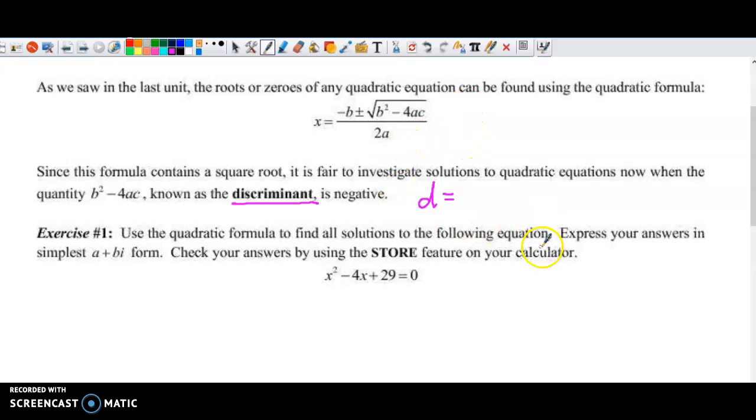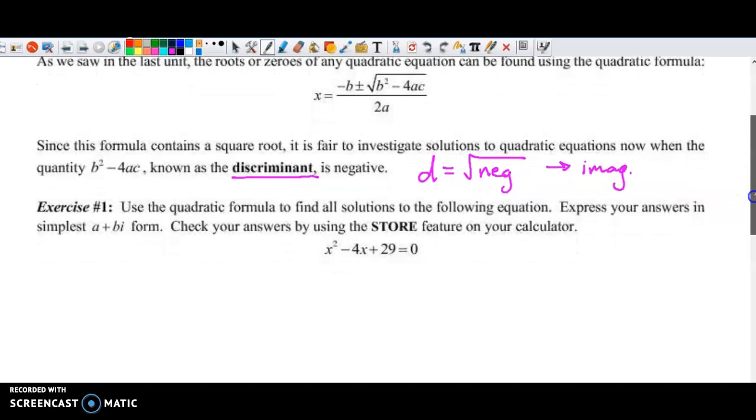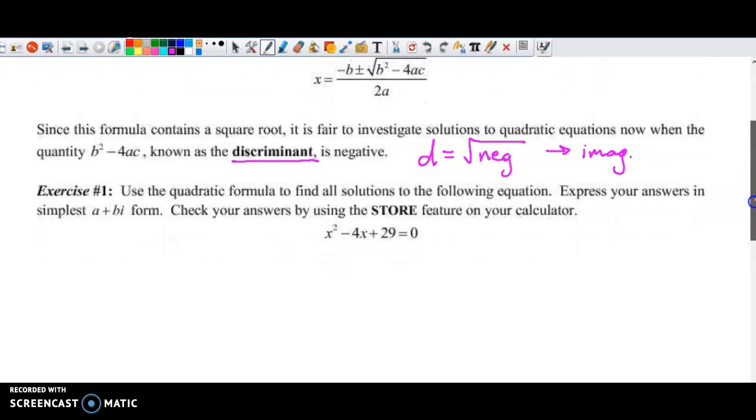So if we were to consider square rooting negatives, well then we're going to get imaginary answers. And so sometimes we just look at b squared minus 4ac, and we can quickly determine if we're going to get imaginary roots or real roots. The benefit of this is knowing whether or not you cross the x-axis.